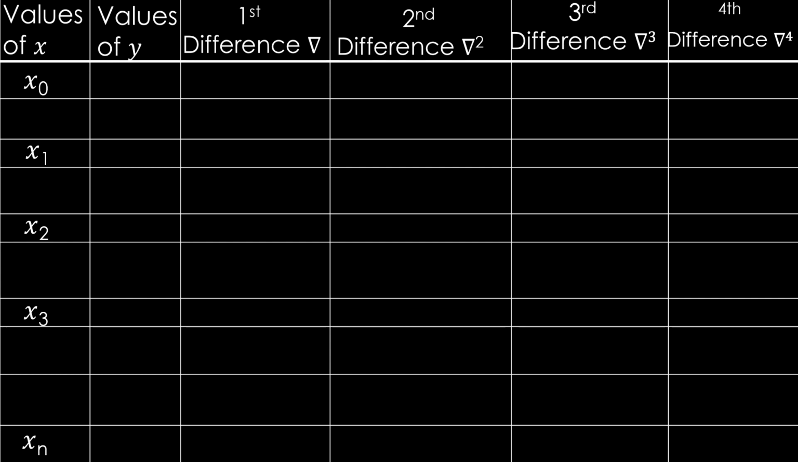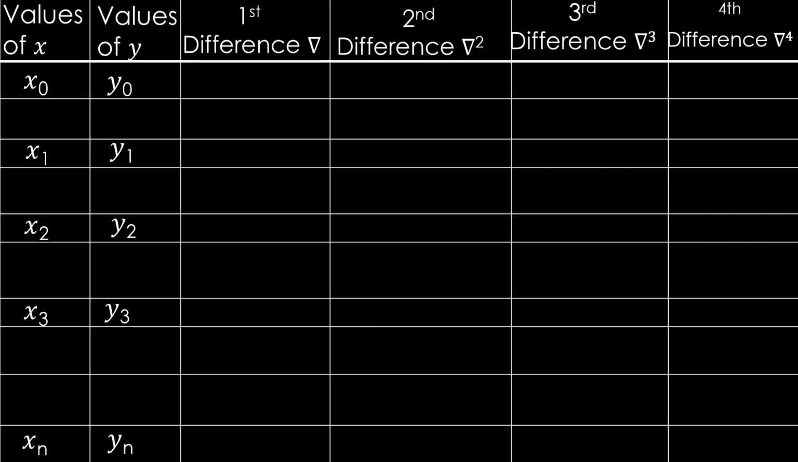Next we need to write the values of y. These values of y we get by substituting the value of x in the given polynomial or given function. Then we get the value of y corresponding to the value of x. The first value of y will be y naught, then leave one line gap and write the next value of y, that is y1. Leave one line gap and write y2, the next value is y3, etc. The last one is yn.